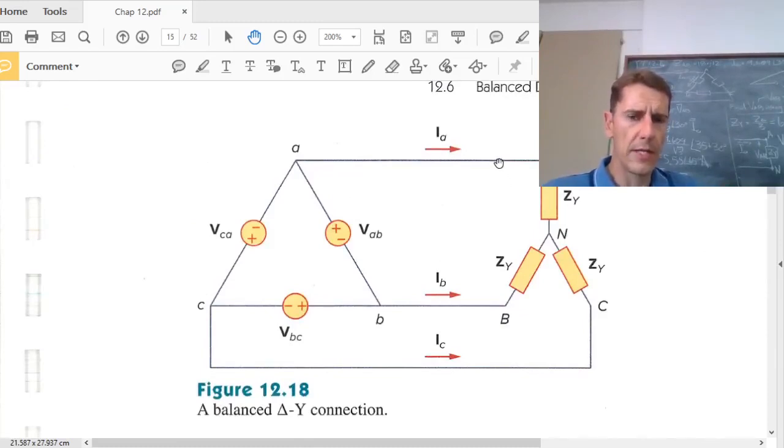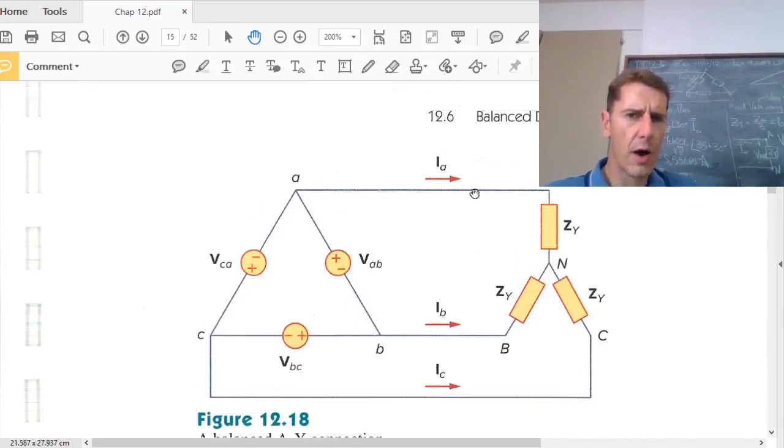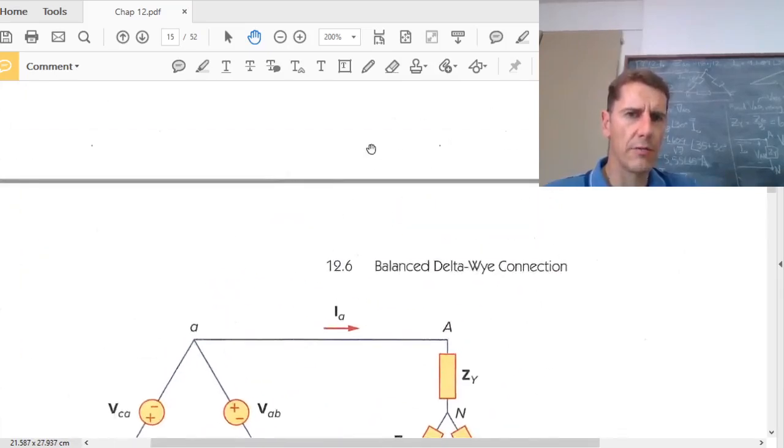And what we're going to do now is obtain an expression for IA as a function of VAB. An expression for IA, the line current, as a function of the line-to-line voltage.